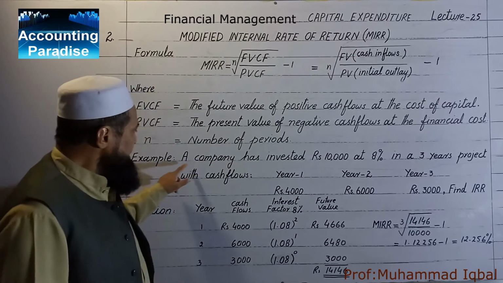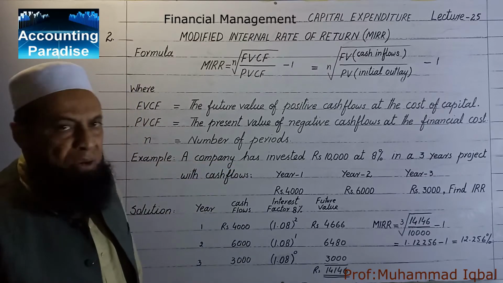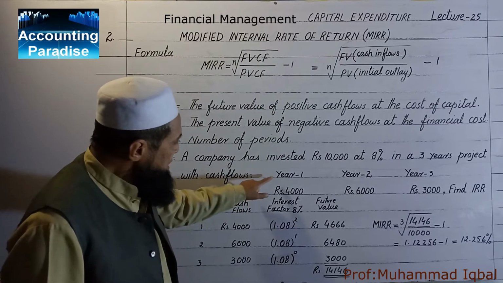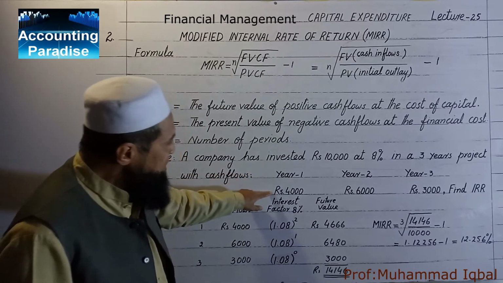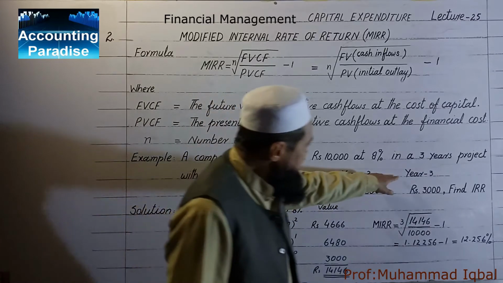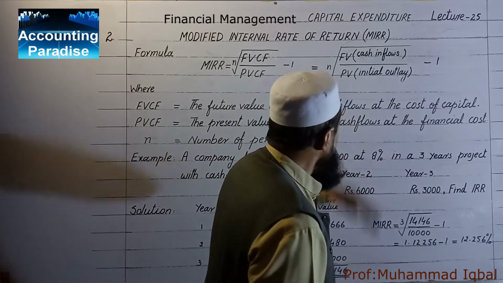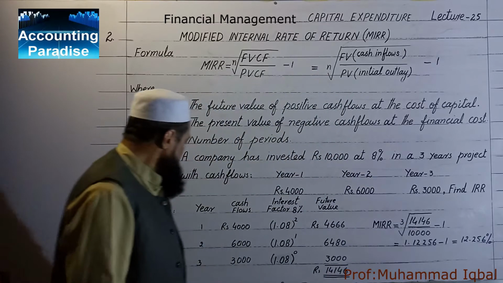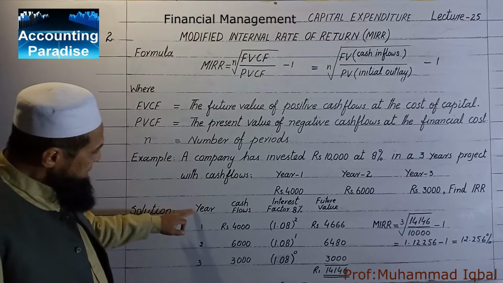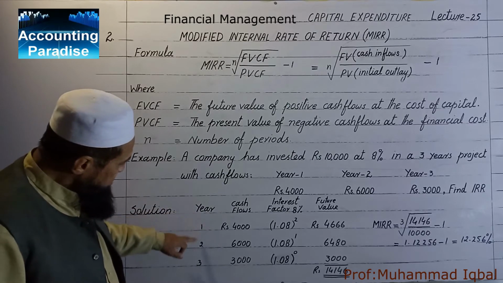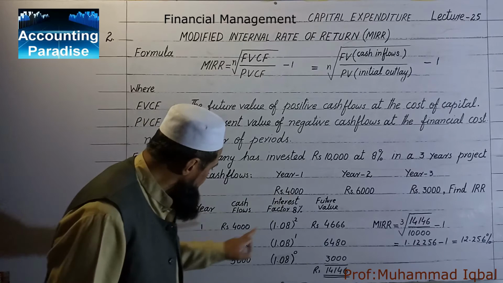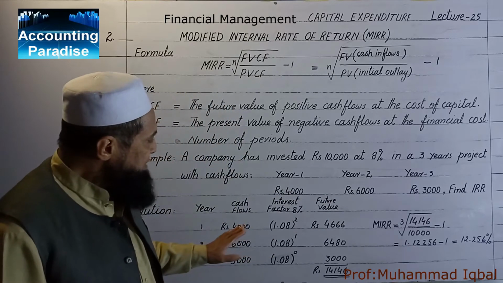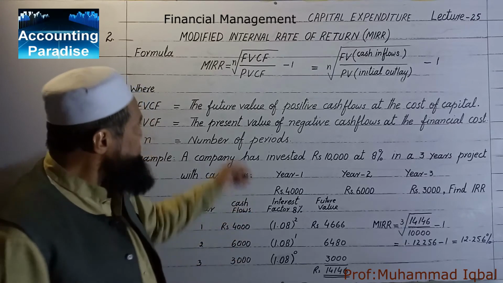Here is an example. A company has invested rupees 10,000 at 8% in a 3 years project with cash flows: year 1 is rupees 4,000, year 2 is 6,000 and year 3 is 3,000. Find the IRR. The initial outlay is 10,000. Now the solution: year 1, 2, 3, the same cash flows 4,000, 6,000 and 3,000, because here we need the future cash flows.